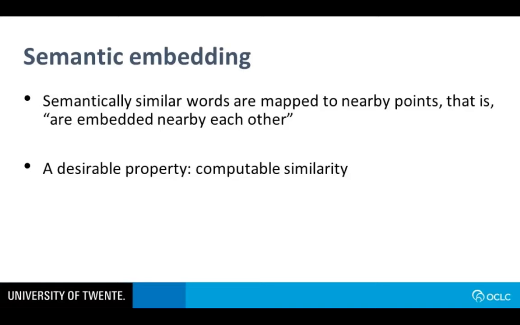Then in this semantic space, each vector, you can say they are points in a space. Semantically similar words are similar points, the points nearby to each other. Then the desirable property of semantic embedding is really the computable similarity. Since everything is represented numerically, for a machine or automated process, it's very easy to compute similarities.